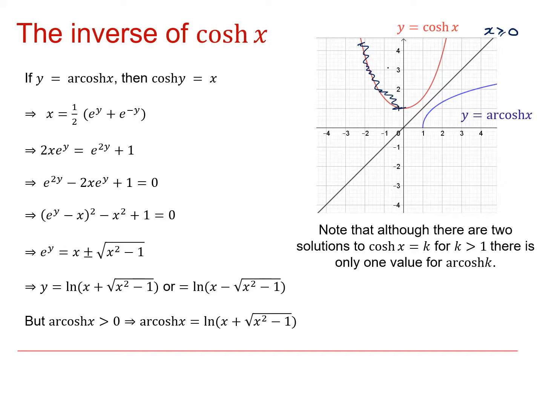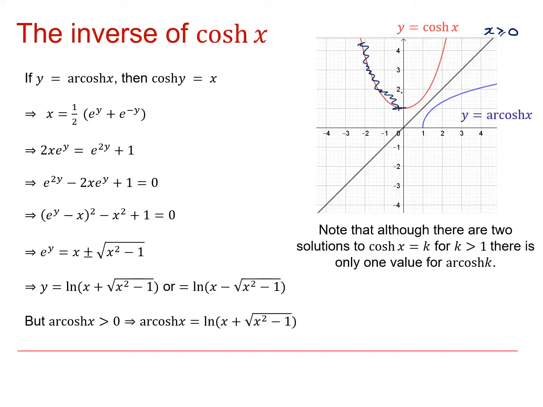And this is a very common trick with even functions. If you think about something like y equals x squared, when we do the inverse of x squared, we actually just take the positive square root. And so here we're just taking the positive version of arccosh x. In fact, when you do an inverse cosh, you will get two values, although the function will only give you one of them.